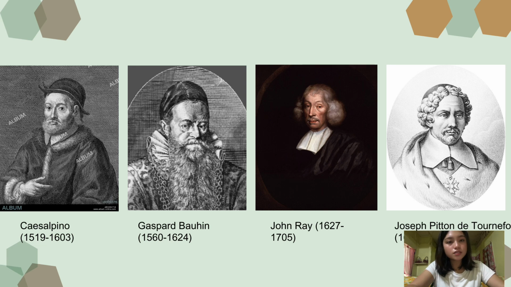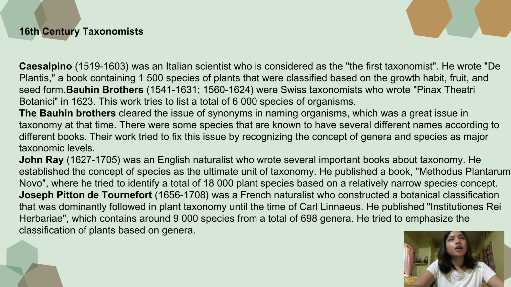So in the 16th century, these four people here are the 16th century taxonomists. First is Caesalpino. Caesalpino is an Italian scientist who is considered the first taxonomist. He wrote De Plantis, a book containing 1,500 species of plants that were classified based on the growth habit, fruit, and seed form. And then the Bauhin brothers were Swiss taxonomists who wrote Pinax Theatri Botanici.